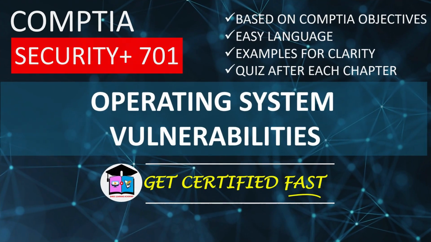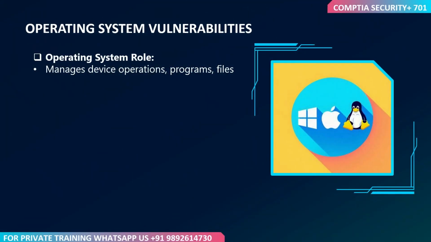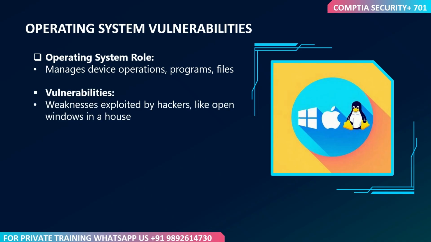Let's jump right in. Every computer, whether it's a personal laptop or a smartphone or a massive server running a website, relies on an operating system. The operating system manages everything happening inside your device. It controls how different programs work together, manage files, and keeps everything running smoothly. But operating systems are not perfect. They have weaknesses, and these weaknesses are what we call vulnerabilities. Operating system vulnerabilities are flaws or weaknesses that hackers or malicious software can exploit.